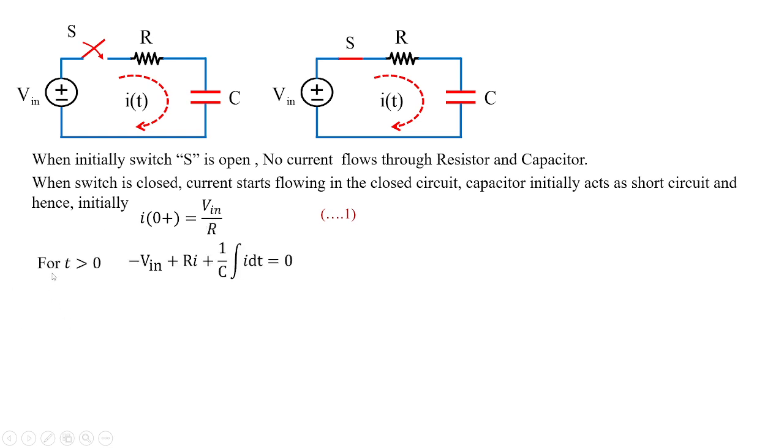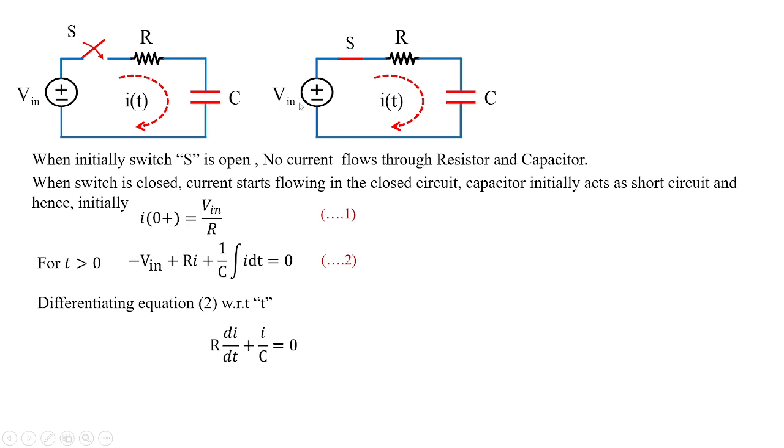Okay, for t greater than 0, the standard equation that you can derive by applying KVL to this closed circuit is minus Vin plus R into I, that is the current, and the voltage across the capacitor is given by 1 by C integral I dt, equal to 0. Framing this as equation 2 and differentiating it with respect to t, I'm going to get R di by dt plus I by C equal to 0.